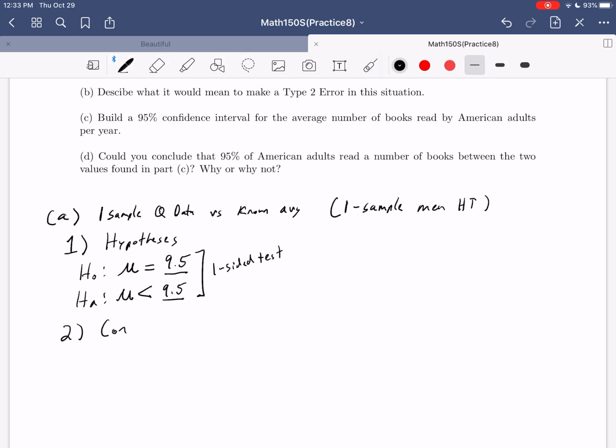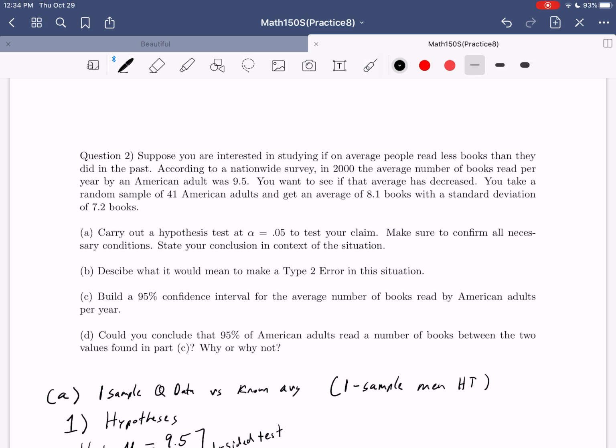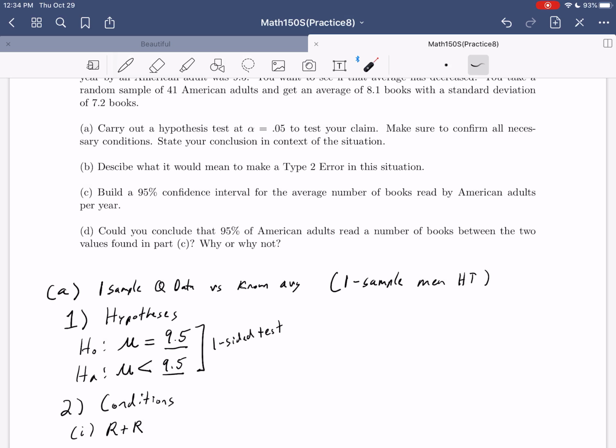Now we need to go to our conditions. Remember, these conditions are things that we need to confirm before we can even carry out the test. They're basically saying it's appropriate to run this test based on the data we have. The first one is that the sample needs to be random and representative. If we look back up here, we see that we take a random sample of 41 American adults. So this is stated in the question, so we're all good there.